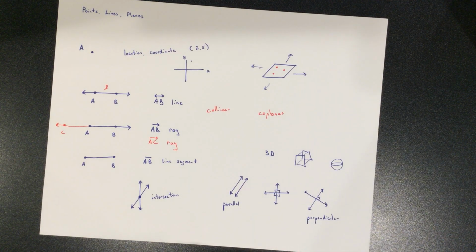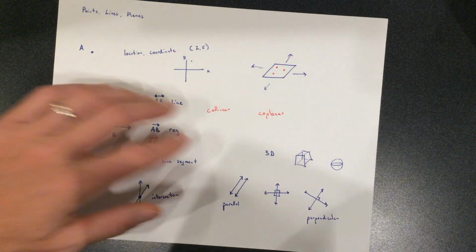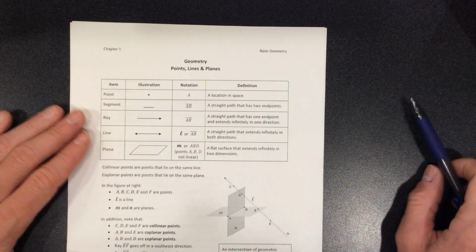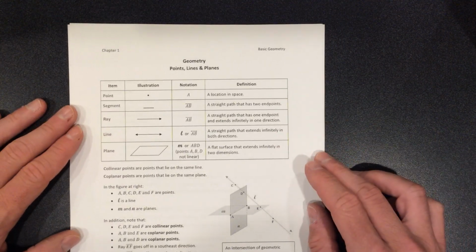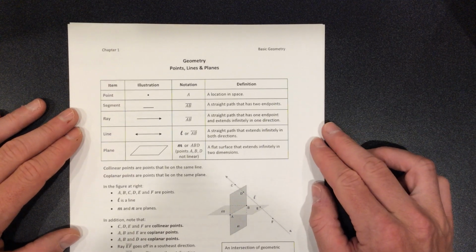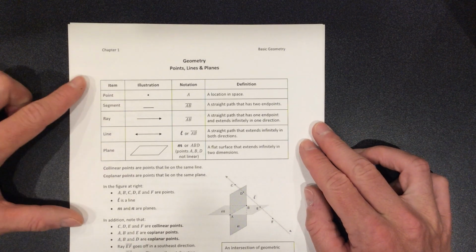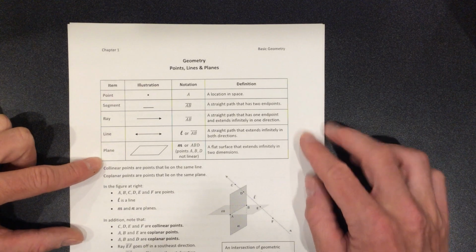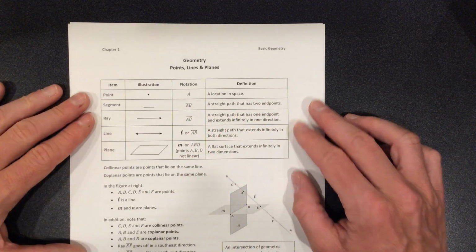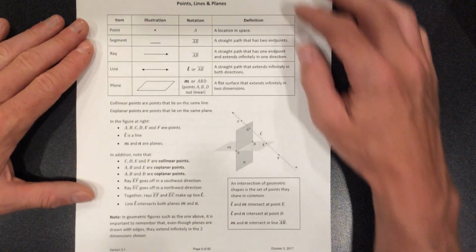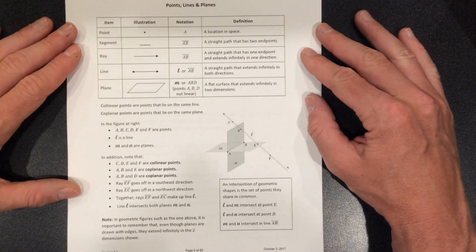I am going to put these up there, and again, these are going to be on the Canvas page. I think this is a good note. I didn't make these, but these are solid. It's a review of everything we just did. Points, segments, rays, lines, planes, some definitions and some notations. Collinear, coplanar, and then it gives you some figures over here, and you can practice.